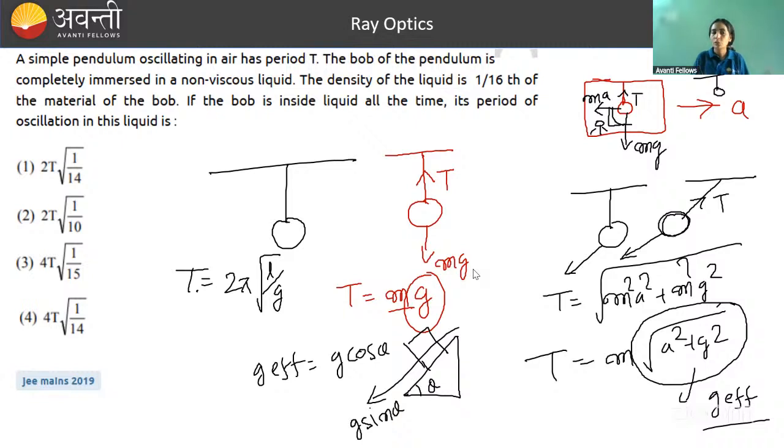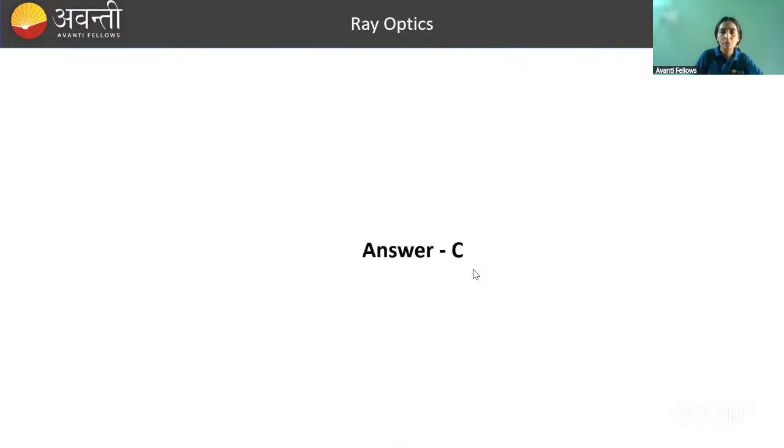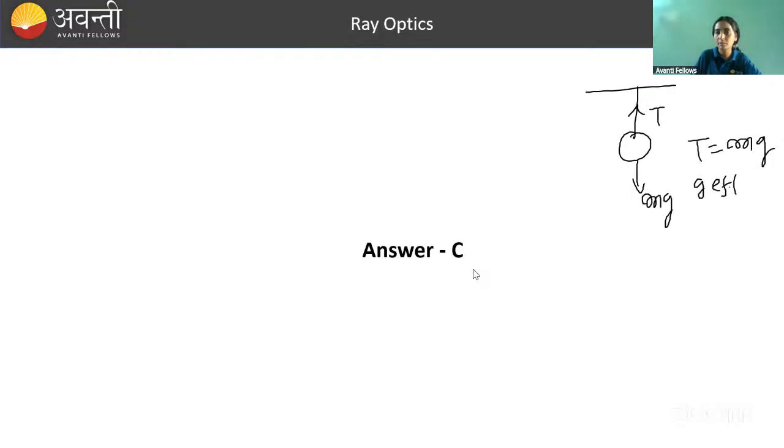Okay? So I feel like now you know how to do it. So in our question case, what is there? There is a simple pendulum oscillating in air, which has a time period t. So when it is oscillating in air, the only forces acting are T and mg, T equal to mg. Here G effective is G. So here the time period is simply equal to 2 pi root under L by G.